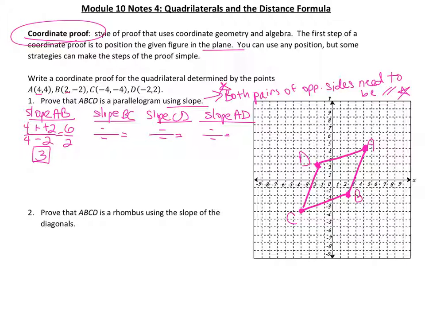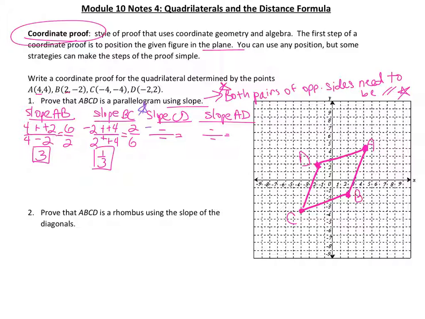So next for the slope of BC, again the y is on top, so negative 2 and a negative 4. X is on the bottom, our 2 and negative 4. We have a double negative, so we have a positive 2 over a 6, which reduces down to a positive 1/3. I want you to now find the slope of CD.